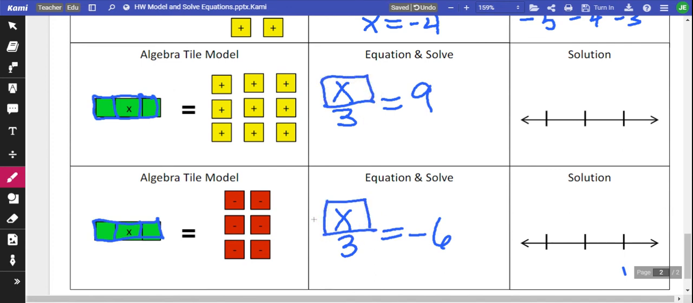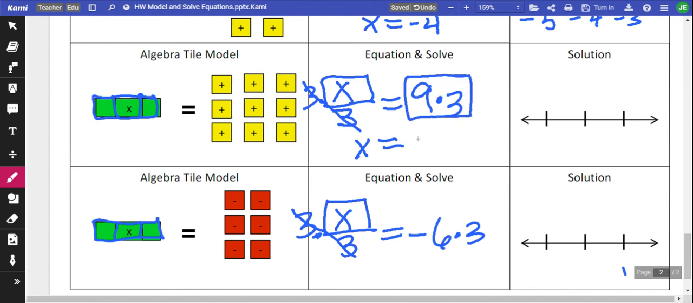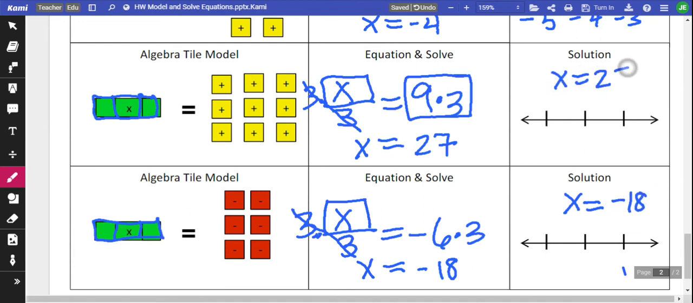So how do we undo dividing? We are going to multiply. So 3 over 3 will cancel. So now we have x all by itself, and x will be equal to this. 9 times 3 is 27. So x is all by itself, and then 6 times 3 is 18. A negative times a positive would be negative. So x equals negative 18, and x equals 27.